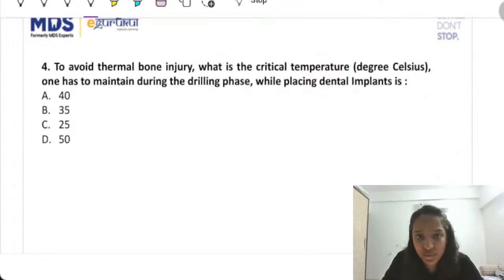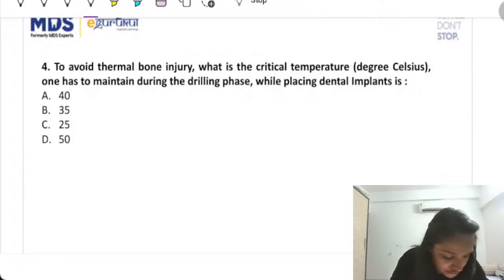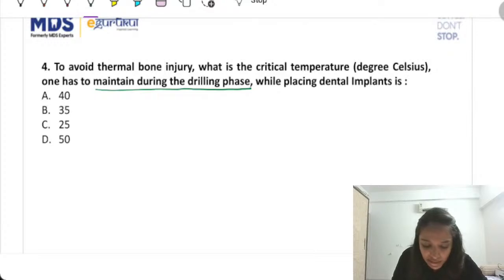Should we proceed to the next question, which is from implants? To avoid thermal bone injury, what is the critical temperature in degrees Celsius one has to maintain during the drilling phase while placing the implant? What it is saying is, during the osteotomy, what temperature one should maintain during the drilling phase while placing dental implants.